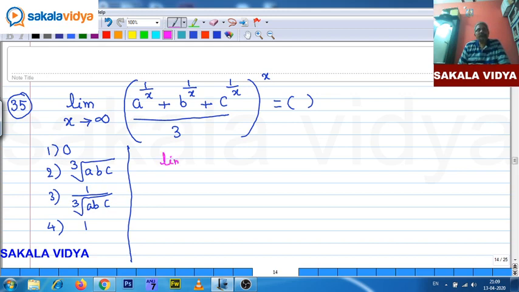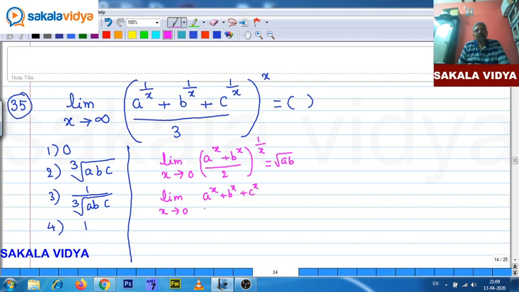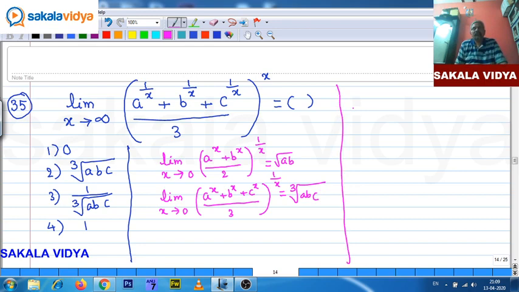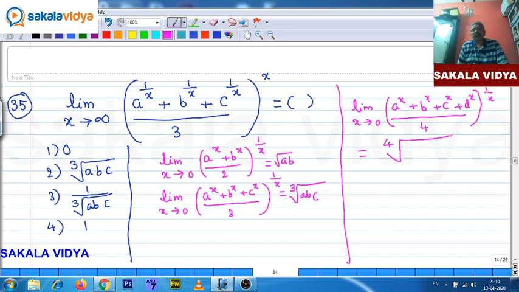See, limit x approaches to 0, (a power x plus b power x) by 2, whole to the power of 1 by x is root ab. Limit x approaches to 0, (a power x plus b power x plus c power x) by 3, whole to the power of 1 by x. Now, you can expect the answer cube root of abc. Okay, please note down. Limit x approaches to 0, (a power x plus b power x plus c power x plus d power x) upon 4, all to the power of 1 by x. Tell me what is the answer. Fourth root of a into b into c into d.